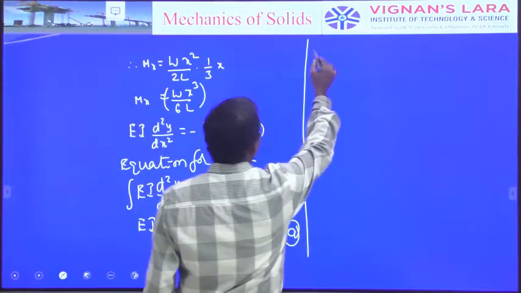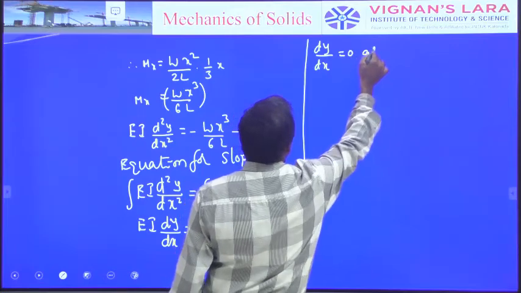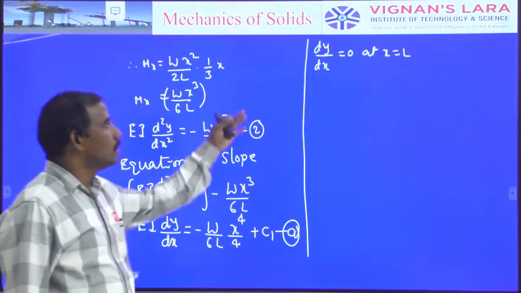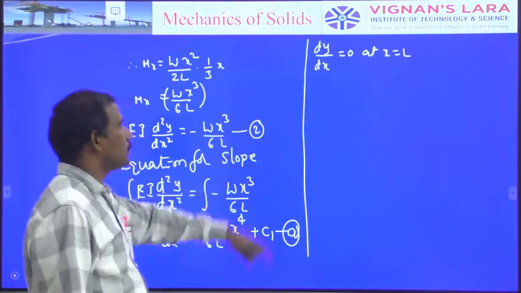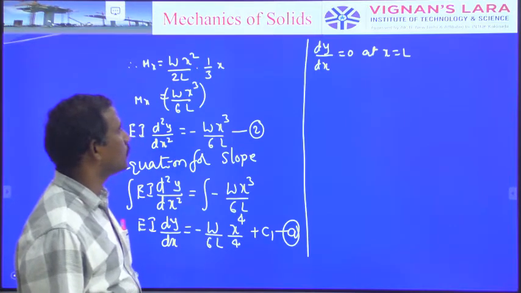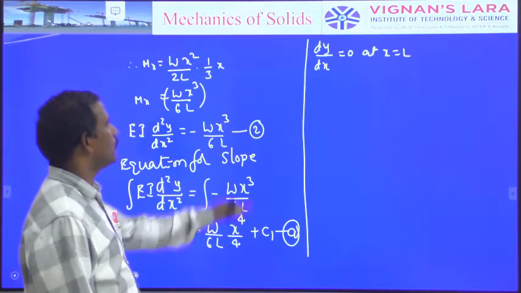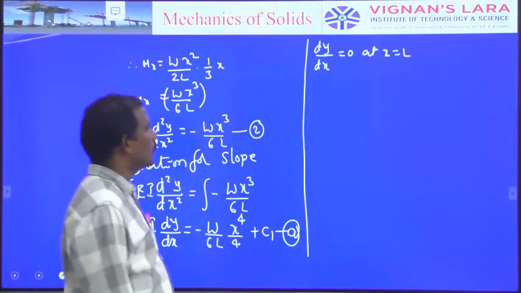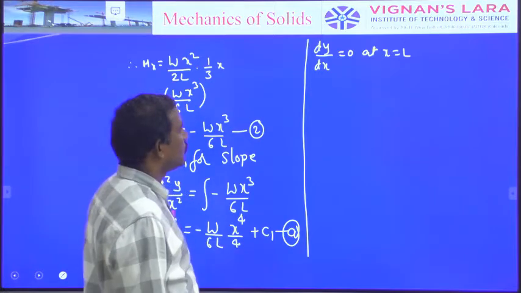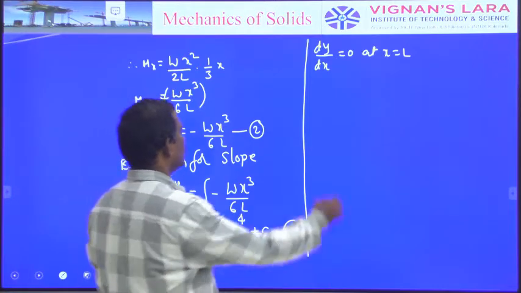The C1 value is obtained by imposing the boundary conditions. So dy by dx is equal to 0 at x is equal to L. As we discussed in the earlier classes, the slope and deflection both are 0 at the fixed end. So as per the problem, dy by dx is equal to 0 at x is equal to L. Simply substitute x is equal to L in equation number A.